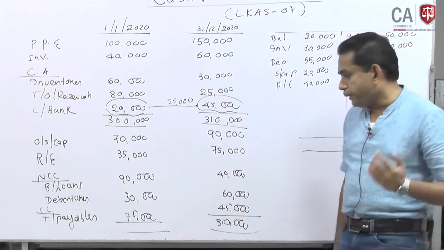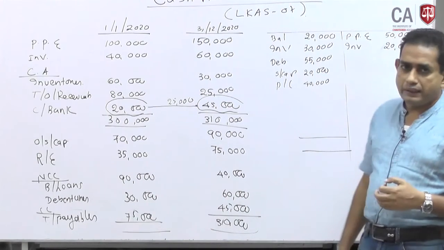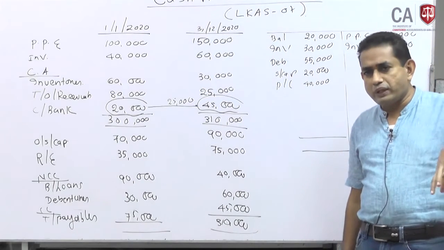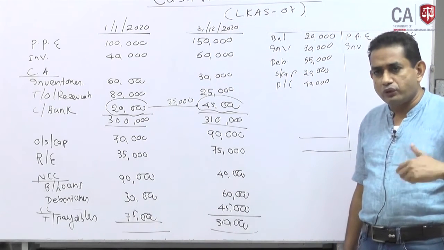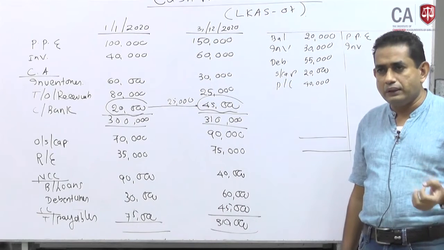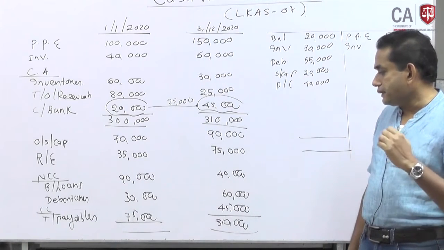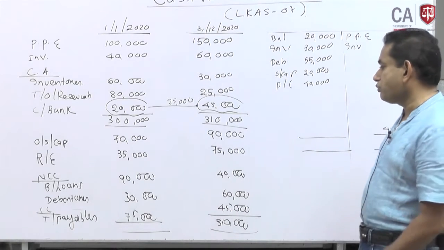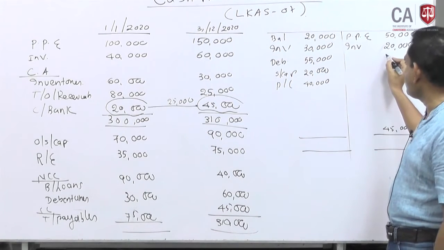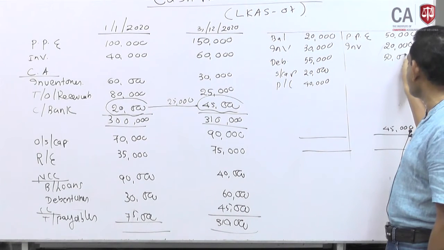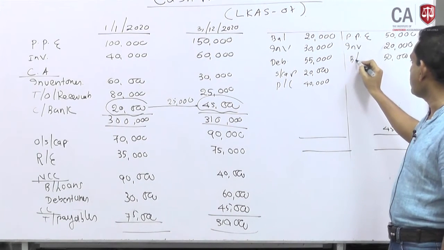Bank loans, opening 90 and the closing is 40. What has happened? The bank loan has reduced by 50,000. What do you think has taken place? The entity has settled 50,000 worth of bank loans, so you can credit cash by 50,000 and debit bank loans by 50,000. Bank loans.